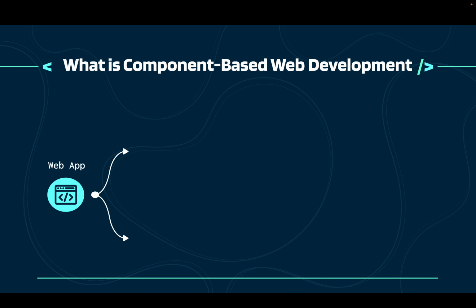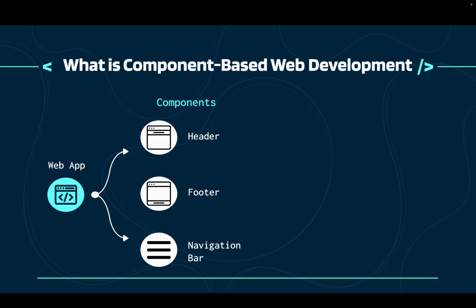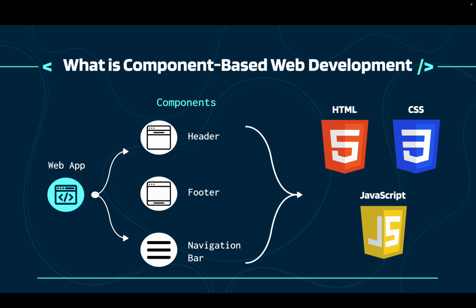In software engineering, component-based development is all about modularity and reusability. Think of a component as a self-contained building block that handles one specific part of a web application. For instance, the header, the footer, and the navigation bar on a web page could be implemented as separate reusable components. Each component contains its own HTML, CSS, and JavaScript code, making it a complete independent unit.